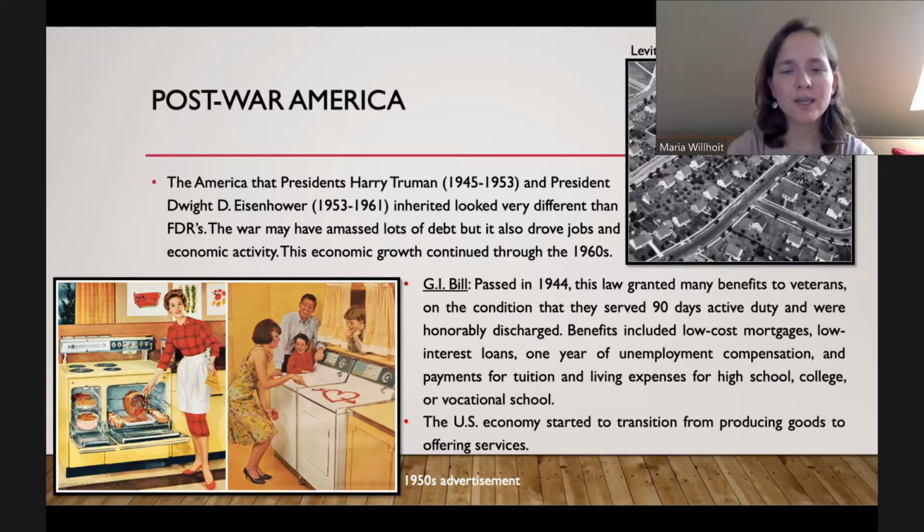But during post-war America, especially in the 40s and 50s, we have Presidents Harry Truman and Dwight D. Eisenhower. Remember, Eisenhower was a general and later he becomes president. But during this time period, immediately after the war, there's a great optimism in America. It's kind of a happy go lucky society.